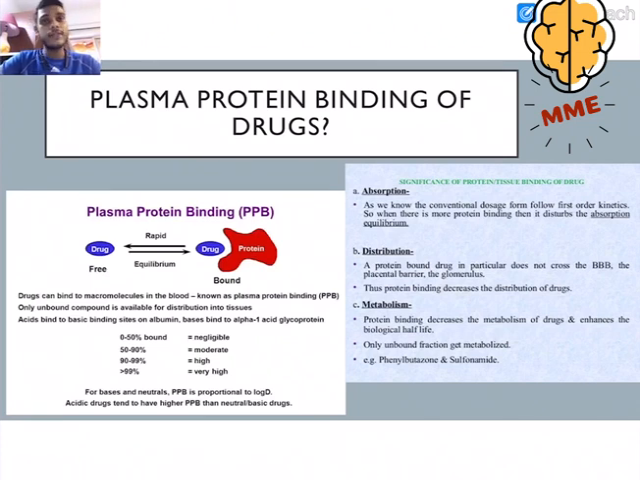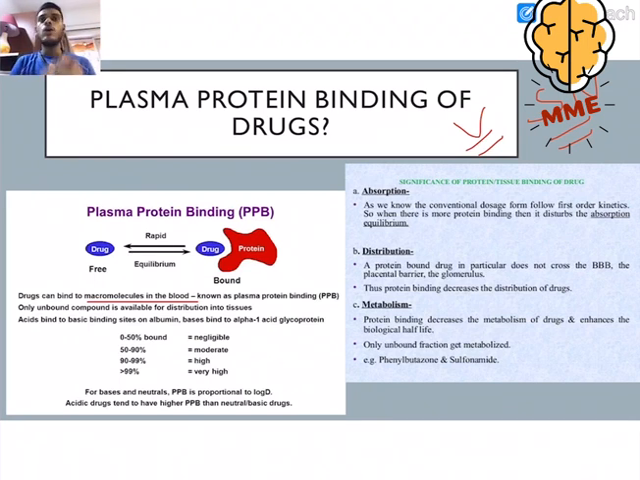Plasma protein binding of drugs. This is again a very important short note and a very important viva question as well. This is a must study. So what exactly is the plasma protein binding of drugs? So what exactly are these plasma proteins? These plasma proteins are nothing but macromolecules which are present within our blood. Now after we administer our drugs, the drug goes and binds with these macromolecules, which are the plasma proteins.